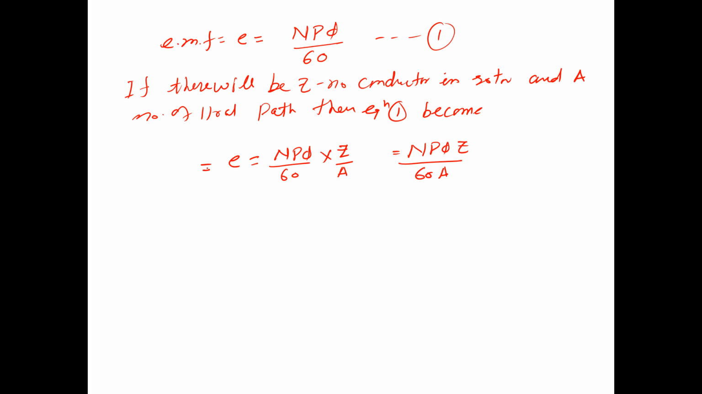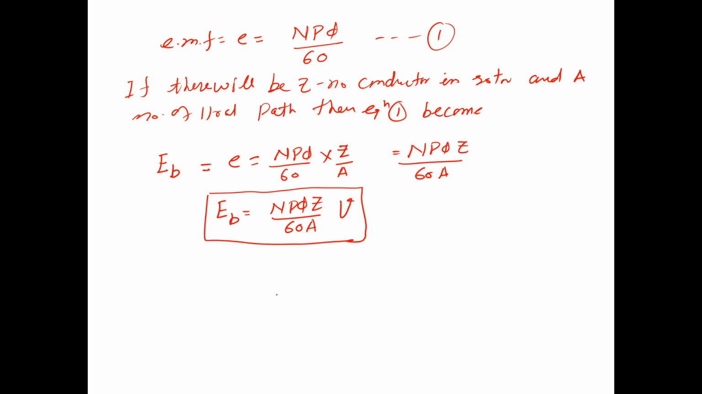So that EMF is known as the back EMF, which we write as EB. In the case of a generator, it is EG; in the case of a motor, it is EB. So EB is equal to NP phi Z upon 60A. This is the back EMF, and its SI unit is volt.